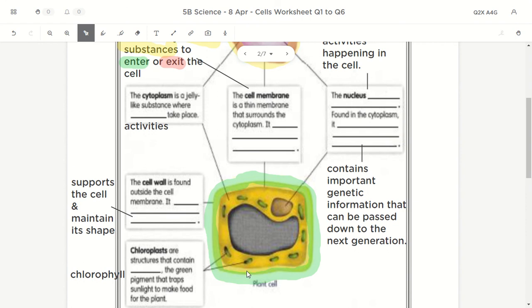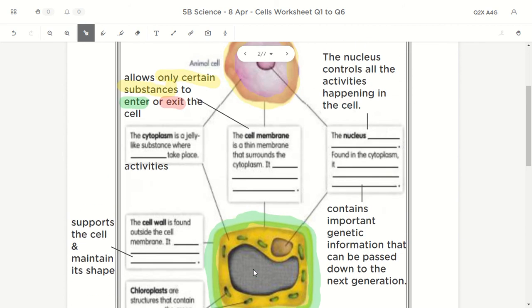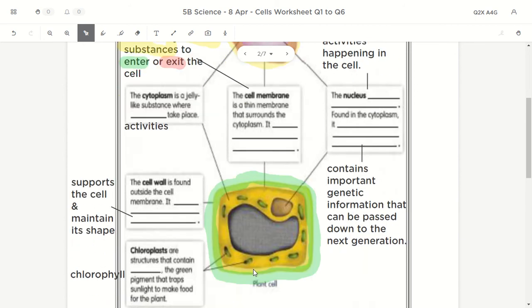Okay, so once again, if you are not done copying, don't worry, pause the video, rewind back, and then you can pause while copying. It is fine. So this is for page 6. Now let's go on to page 7.